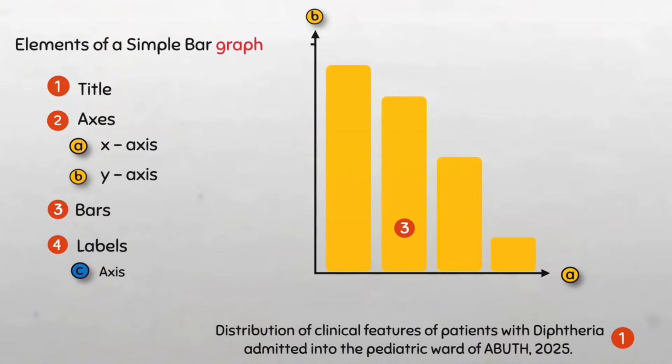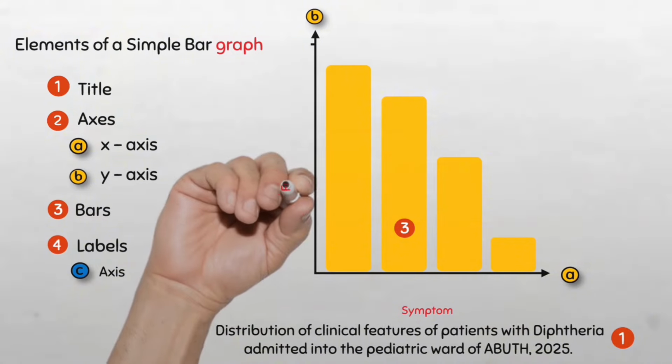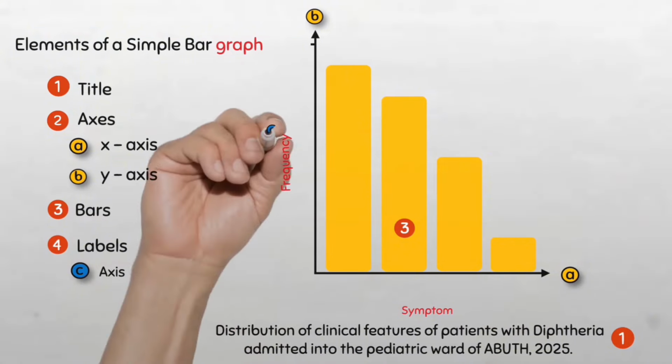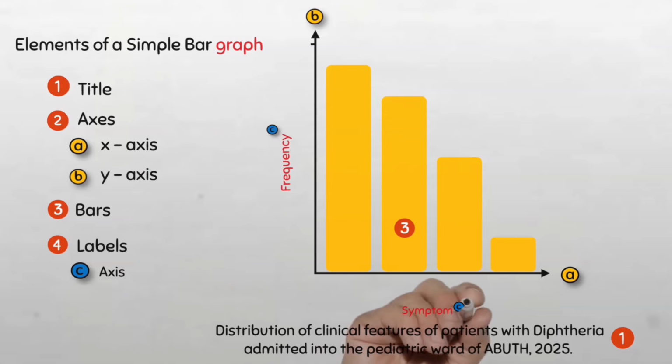The x-axis usually carries the variable, so it must be labeled as such, and in this example, the variable is symptoms. The y-axis carries the numerical values, which, as I said earlier, may be counts or percentages, and in this case, it's the frequency, and that's just a fancy name for the count. Yes, let's add these tags so we get it clearly, here and here.